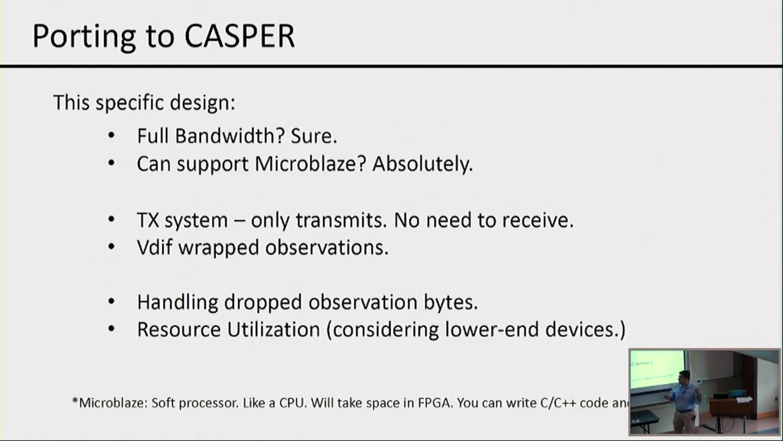Also, Benjamin had worked on another design that is very general and can transmit and receive. However, we handle the dropped packets differently. So when there are a few bytes missing, our design will drop the whole packet. This is very inefficient, but we know where the data is being dropped. So in the other design, a few bytes are dropped, but we don't know where they are.